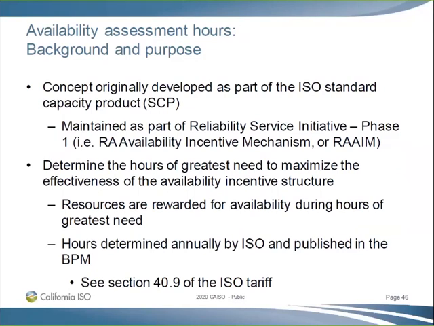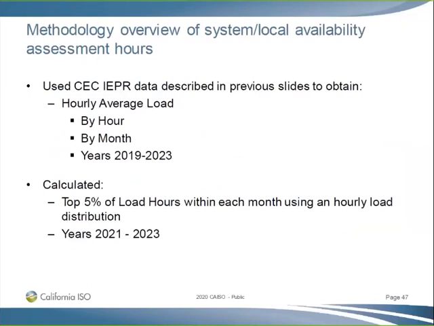Next slide, please. To come up with these hours, we use the CEC IEPR data that we described in the slides above, I believe column S, to obtain the hourly average load. Note here that we are now switching to using load instead of net load, which we were talking about in the previous slide. For the availability assessment hours, we're just looking at the load. So we use the hourly average load by month by hour for years 2019 to 2023, and we use that data to calculate the top 5% of load hours within each month using the hourly load distribution for years 2021 to 2023.